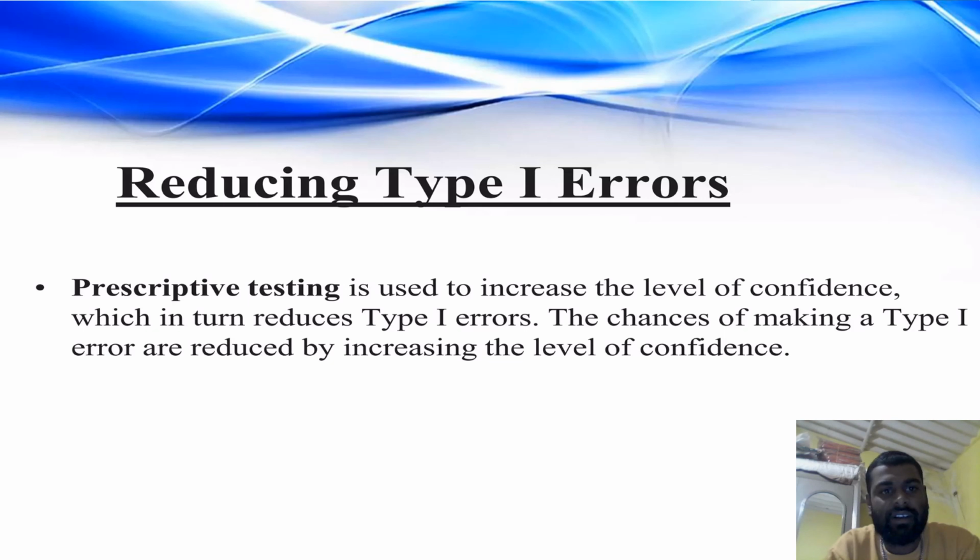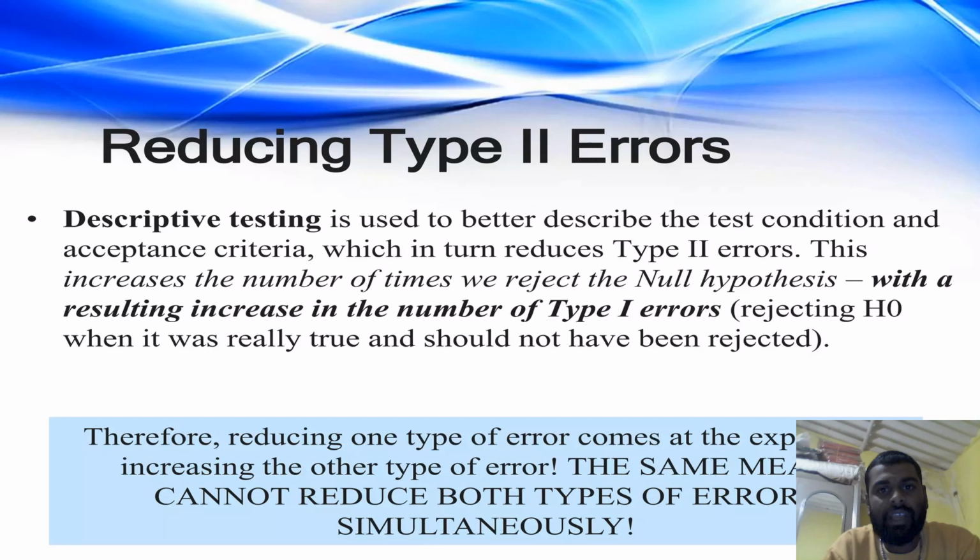Reducing type 1 error. Hypothesis testing is useful: increasing the level of confidence in turn reduces type 1 error. The chances of making a type 1 error are reduced by increasing the level of confidence. Reducing type 2 error. Increasing the number of times we reject the null hypothesis results in an increase in the number of type 1 errors, where H0 is rejected though it is true.